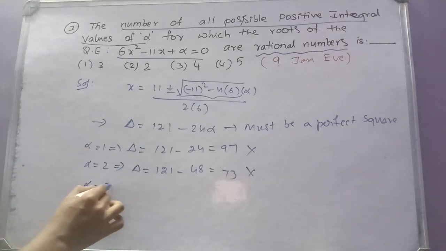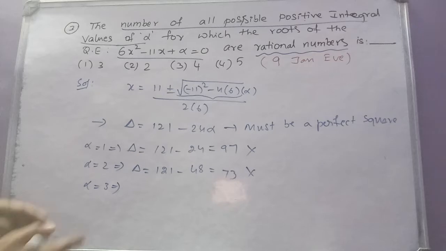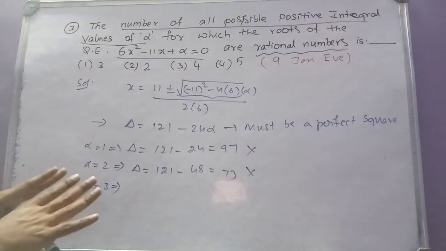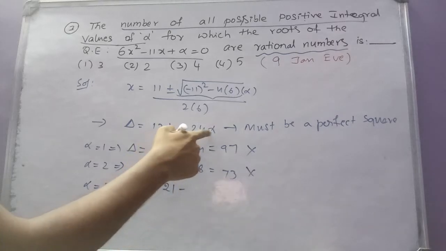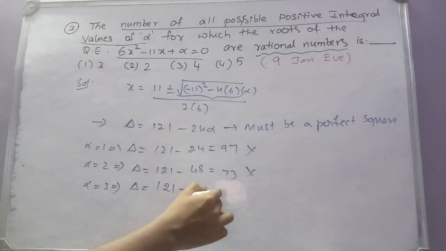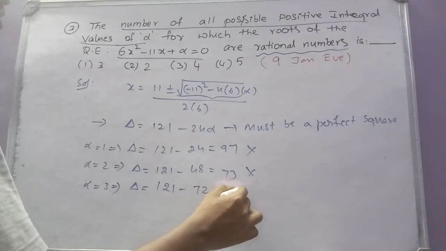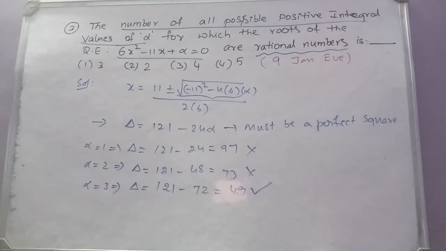Next go with alpha is equal to 3. Don't worry, sir, how long should we check like this? It's limited itself. Delta is equal to 121 minus 24 threes are 72. If you subtract, you will get 49. 49 is a perfect square. It must be a perfect square, no? 49 is a perfect square. So for alpha is equal to 3, the roots are rational numbers. Alpha is equal to 3 can be taken.